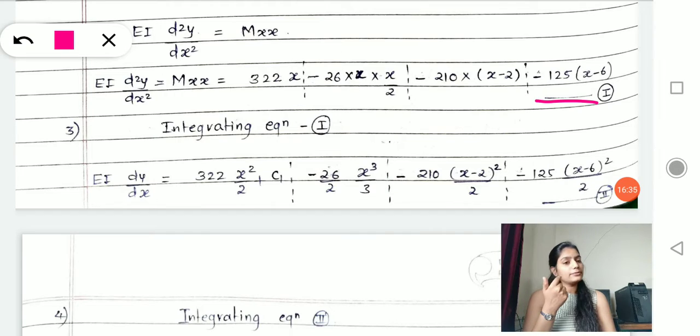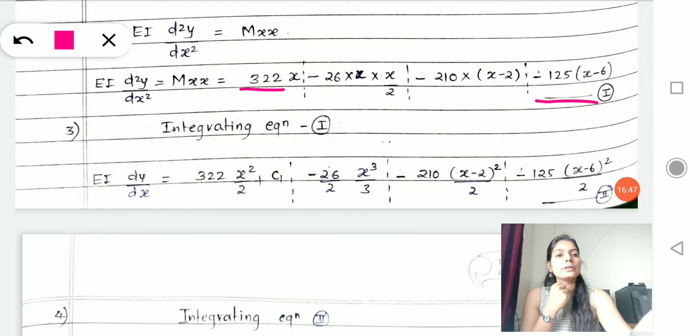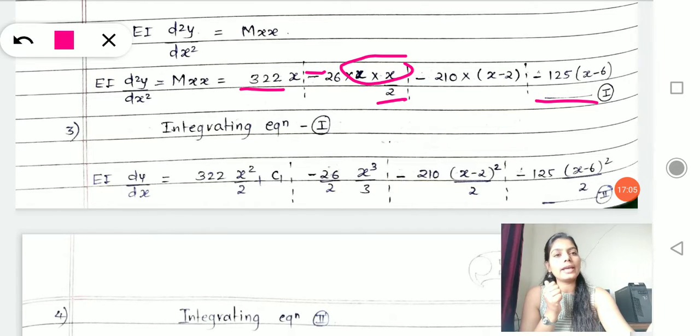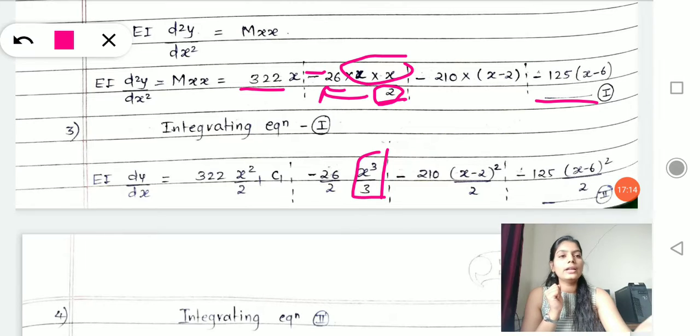Now in the third and fourth step we are supposed to integrate it. How many times will we integrate? Twice. First integrate it: 322 into x, integration of x will be x square by 2. Then minus 26 into x square by 2, already x square exists, so x cube divided by 3, and take this 2 into the denominator of 26. Next is 210 into x minus 2 whole square by 2.